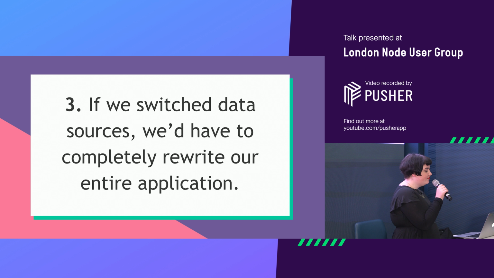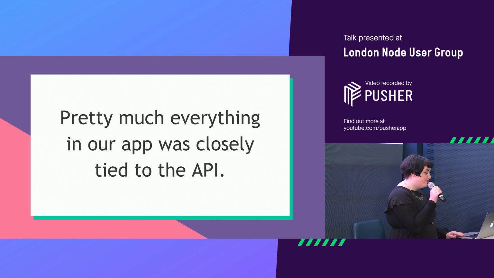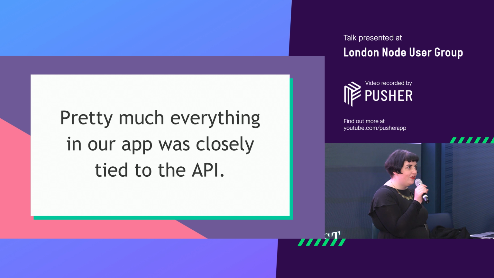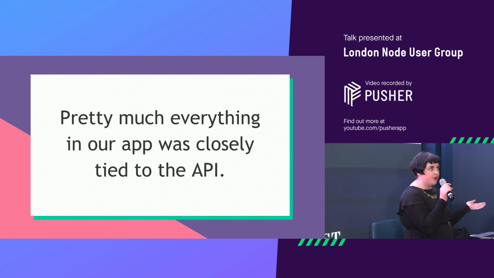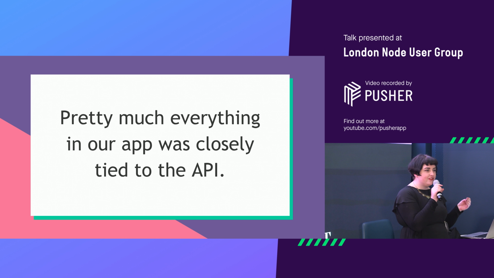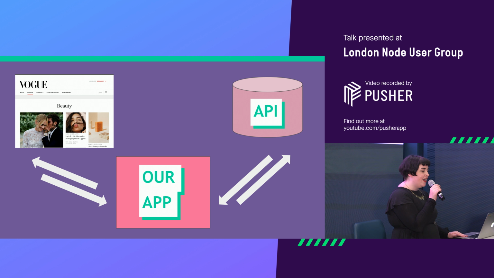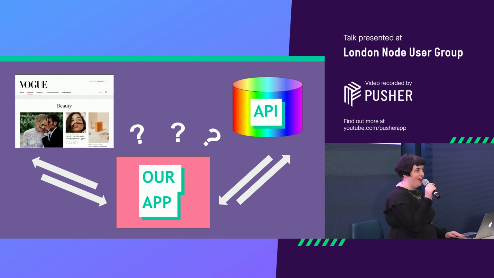Third problem. If we switch data sources, we would have to completely rewrite our entire application. Pretty much everything in our app was closely tied to the API, from the components that we were talking about before, also our analytics and the metadata that we were rendering on the page. They're all very closely linked to the API. For example, if we switch to WordPress, we would have to throw away our app and completely rewrite it. So if our pink API changed to a rainbow API, our app would kind of be redundant in a lot of ways, which is not good.